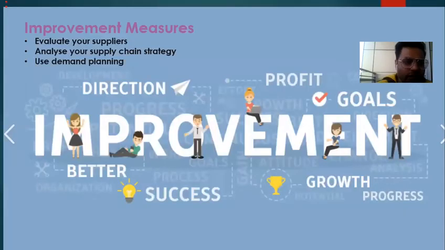So let's talk about the improvement measures. Let's consider three improvement measures which will help to improve those factors and improve the performance in the beer game: evaluate your suppliers, analyze your supply chain strategy, and use demand planning. So what is evaluating your supplier? It is very important to understand the agenda of your supplier to meet the production or to meet the customer demand.